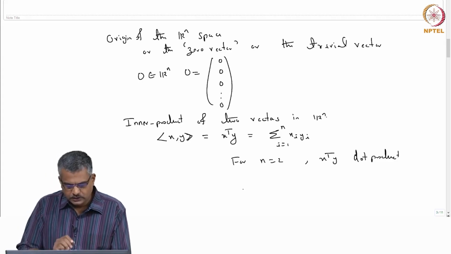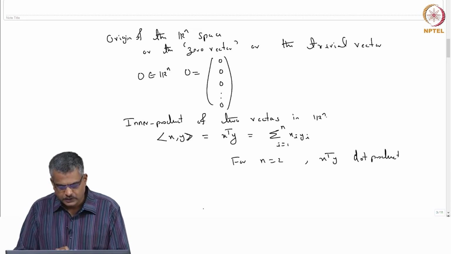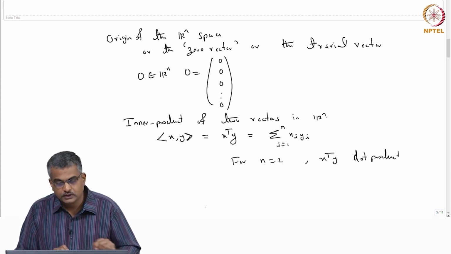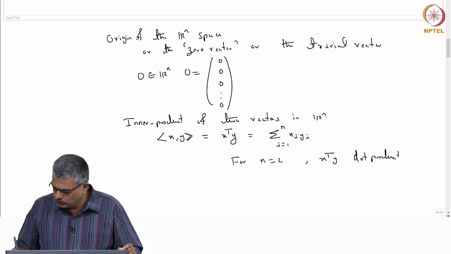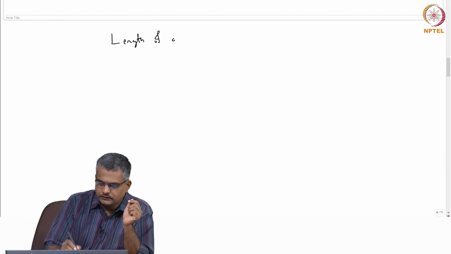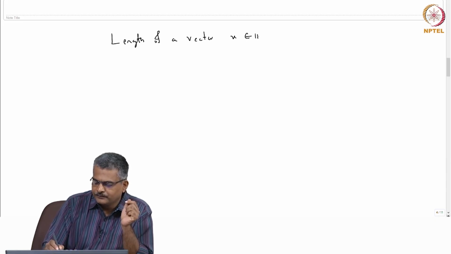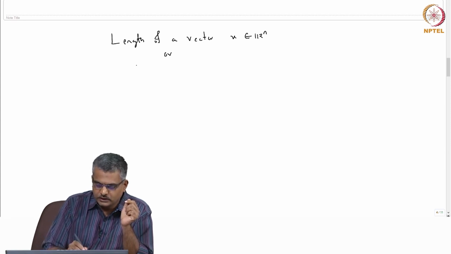Now, once you have the notion of inner product, and we have defined the notion of the 0 vector, we can talk about the length of a vector. We want to talk about the length of a vector x in Rn, or we want to capture the notion of distance between two vectors.